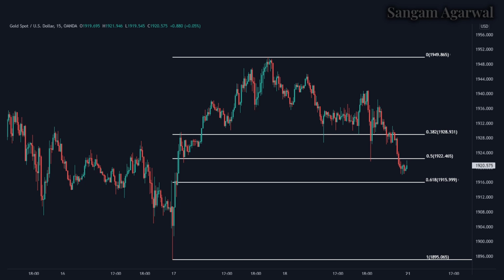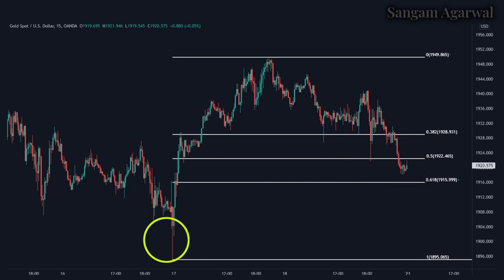This is the 15-minute time frame of gold. Price made a bottom at 1895 during FOMC. After making an intraday top at 1949, it is making a retracement. You can see how price is making support at the 38% and 50% retracement, and the last is the 61% retracement at 1915.